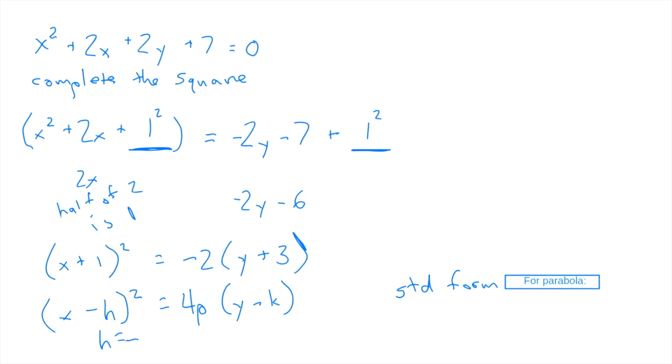H equals negative 1, and negative 2 equals 4p. And so I can solve that. Well, p is negative 2 divided by 4. So I'm going to say negative 1/2. And then over here, we have a plus 3, which equals negative k. And so k equals negative 3. And we happen to know that the vertex is at (h, k). If you need to cheat at this, it's not cheating at all.